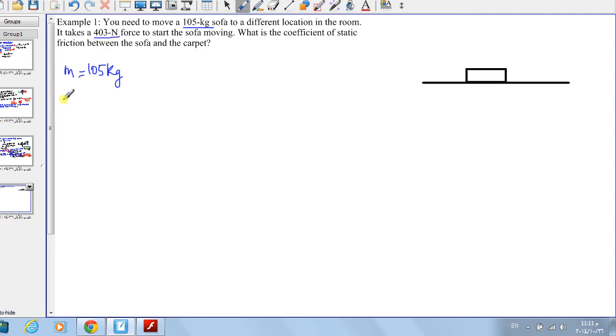So what is this force? Yes, it is the force that we need to apply on the sofa to move it. So this is F applied equal to 403. To start the sofa moving, what is the coefficient of static friction? So what do we have to find here? Coefficient of static friction, which is mu s. That's right. How can I find mu s? What is the equation that gives me the coefficient of static friction? Yes, mu s is equal to Fs over Fn.